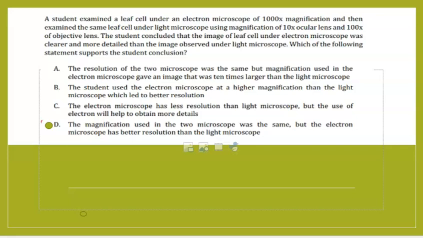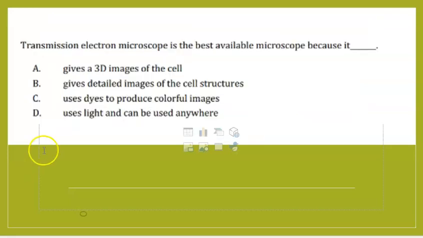Okay, option D. The next question is, the transmission electron microscope is the best available microscope because it gives what, 3D images? No, that's the SEM, the scanning electron microscope. Detailed images of the cell structure? Yes, we know it gives us a detailed image. Anyways, let's check out the other ones.